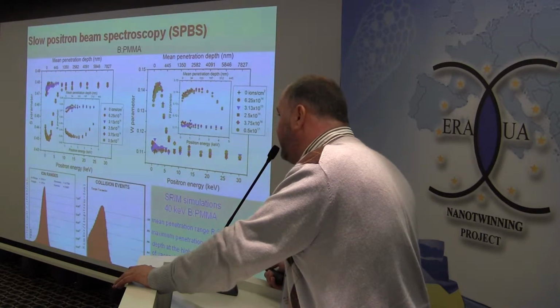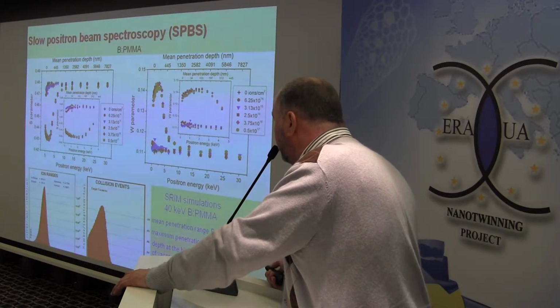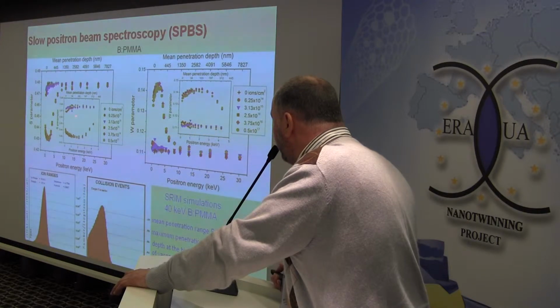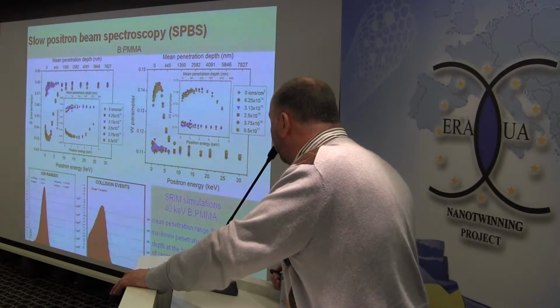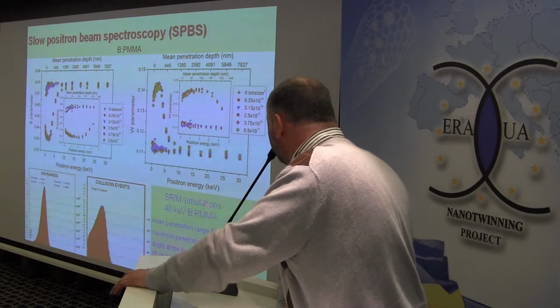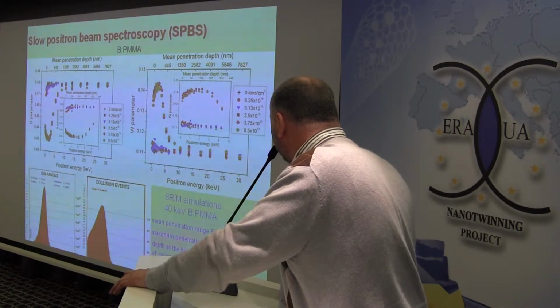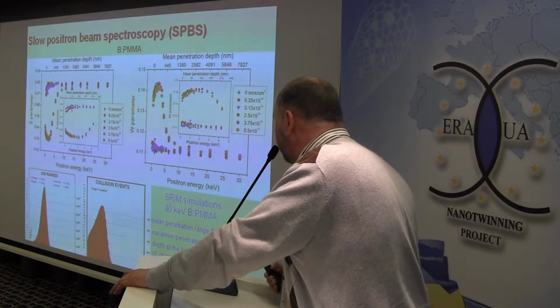We also compare our results with theoretical SRIM simulation, and we found that in the damaged region, the mean penetration depth of positrons, about 200 nanometers, correlated well with the mean penetration range calculated from the SRIM simulation, 253 nanometers.